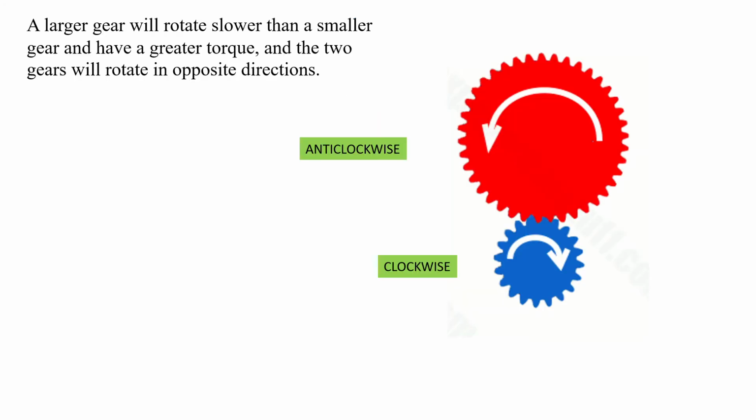Similarly, if one of the wheels is spinning anti-clockwise, let's look at the top one. If that is spinning anti-clockwise, the wheel at the bottom will spin clockwise. A larger gear will rotate slower than a smaller gear and have a greater torque, and the two gears will rotate in opposite directions.